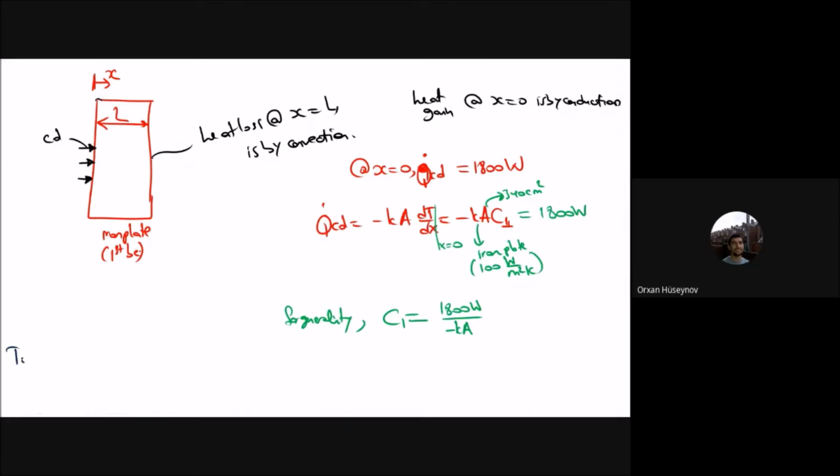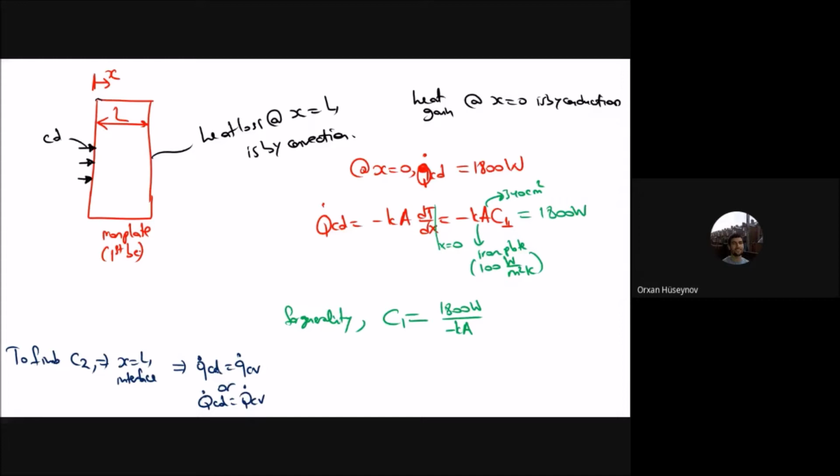Okay, to find C2, at x equals L here, you have the convection heat transfer. And if you remember, we have said that x equals L is an interface. And for the interface, if you remember from our previous slides, we have said that an interface cannot store energy. So it transfers whatever energy is incident on it. So here for the interface, you will have that Q dot cd will be equal to Q dot cb.